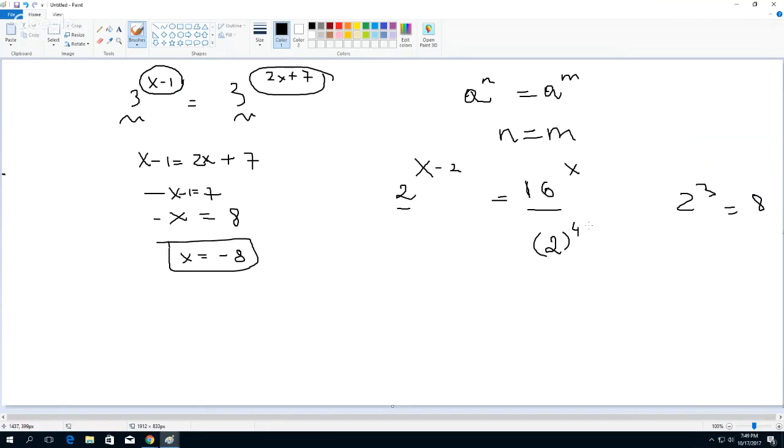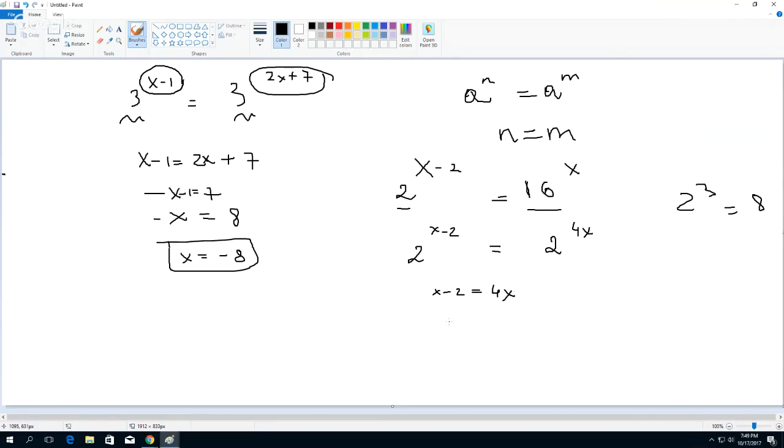So we have 2 to the 4th, and then here's x, so it's just 4x equals 2x minus 2. Have you looked at the K-map at all yet? Okay, so then x minus 2 equals 4 times x. Yes, exactly.